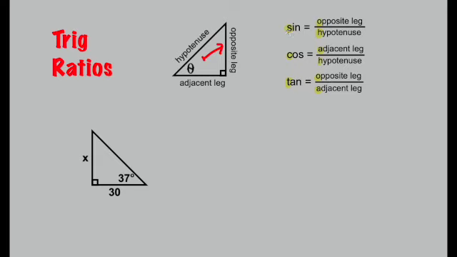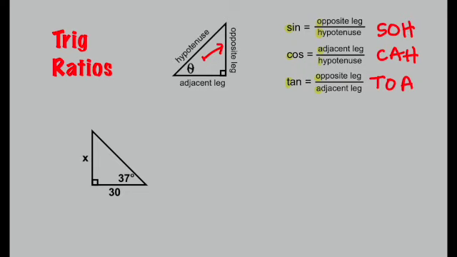The reason why I highlighted the first letters in each of these fractions is for this. There's a mnemonic that people like to use to remember what goes with what. If you look at the first three letters here, you have SOH. The first three letters here are CAH. And the first three letters over here that are highlighted are TOA. So that's a way a lot of people use to remember which ones go with which. The S stands for sine, the O is opposite leg, and H is hypotenuse, etc.